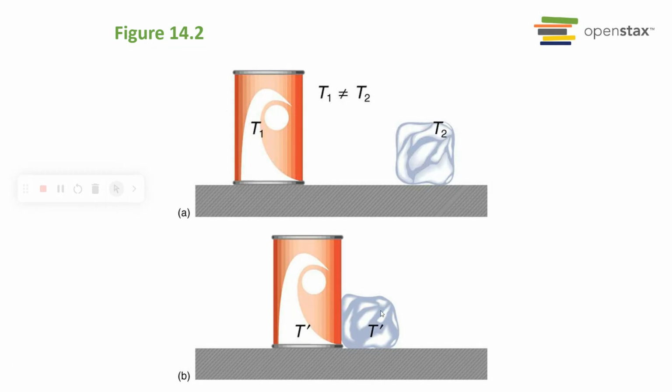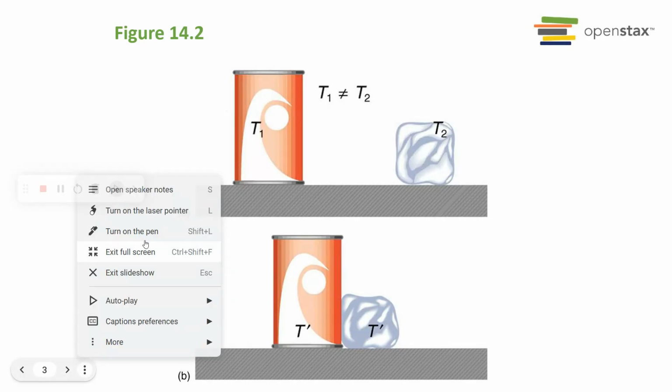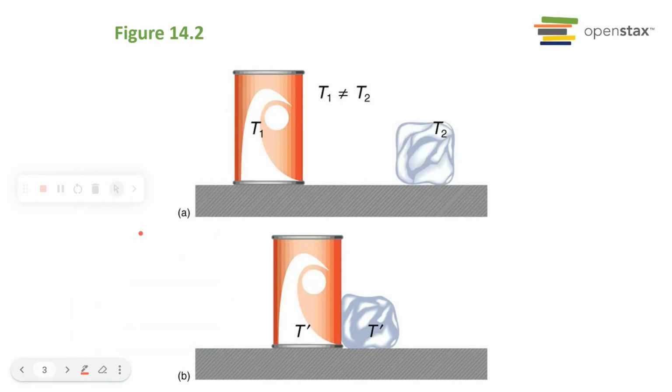And then when you bring the two objects together, like this is a soda and this is an ice cube, some of that heat transfers from the soda and is absorbed by the ice cube, right? So this is a heat transfer, and that causes the ice to melt.